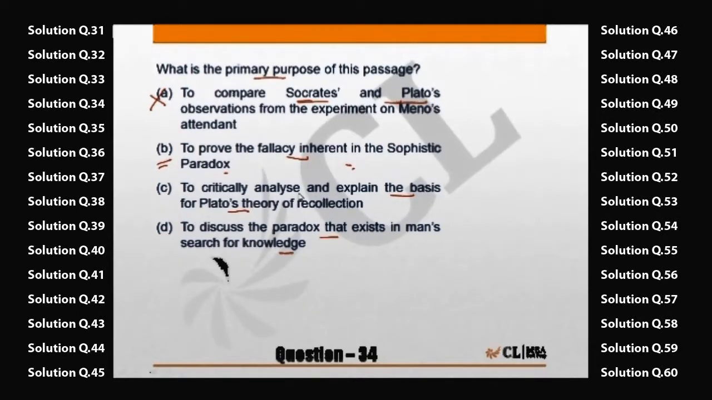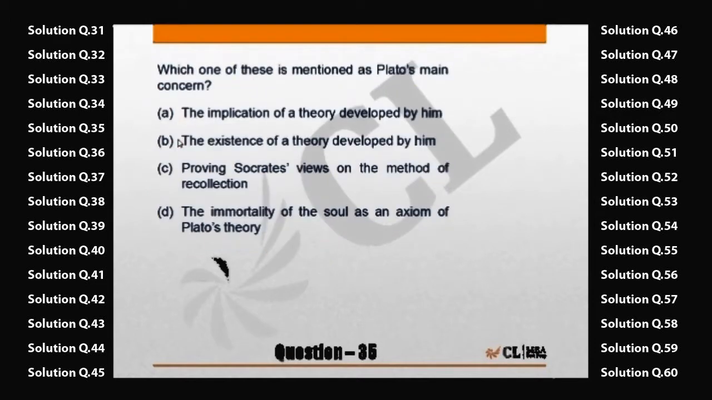Choice C, to critically analyze and explain the basis of Plato's theory of recollection. No, it uses the theory of recollection to check out the sophistic paradox, but does not really explain the basis for Plato's theory of recollection. Choice D, to discuss the paradox that exists in man's search. No, it is not discussing that paradox. It is looking at the specific paradox and using the theory of recollection to prove that it is fallacious. Okay, so the correct answer has to be choice B. Let's move to the next question.